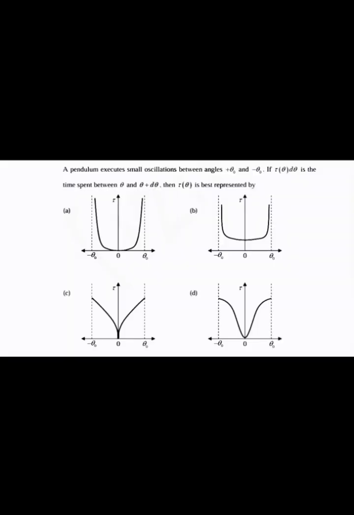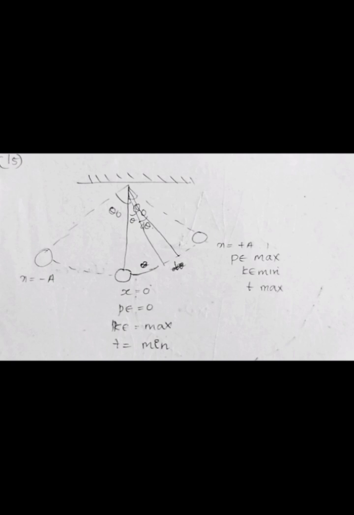The next question is, a pendulum executes small oscillations between the angle theta 0 and minus theta 0. If tau of theta d theta is the time spent between theta and theta plus d theta, then tau of theta is best represented by dash. So here we need to find the correct graph. Here it is asking about a pendulum. We know that for a pendulum at the mean position, that is at x is equal to 0, the potential energy is 0 and the kinetic energy is maximum. So the time is minimum here at the mean position.